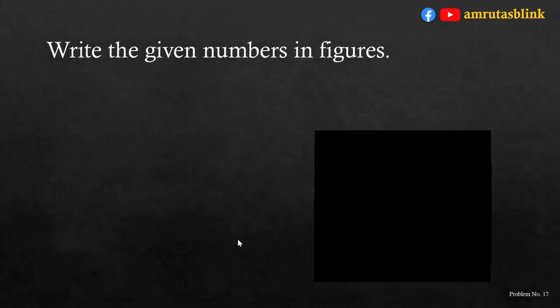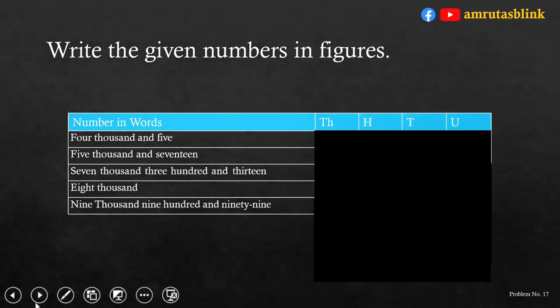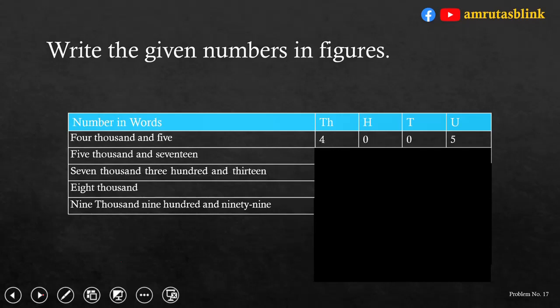We'll move to the next variety of problem. Here what you need to do is write the given numbers in figures. Okay, so the first number is 4005. So 4 will come at thousands place and there is just 5. So 5 will come at units place, and the in-between digits, that is tens place and hundreds place, will be filled with 0. So the required number is 4005.